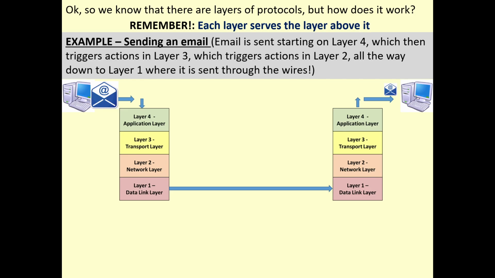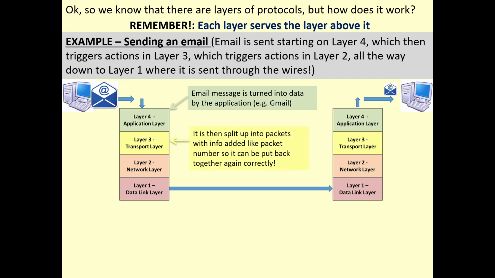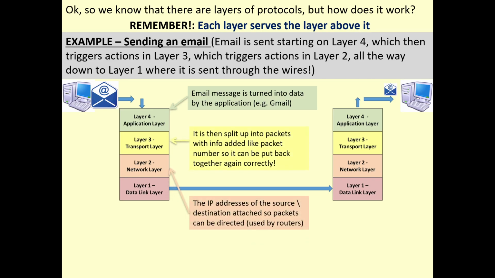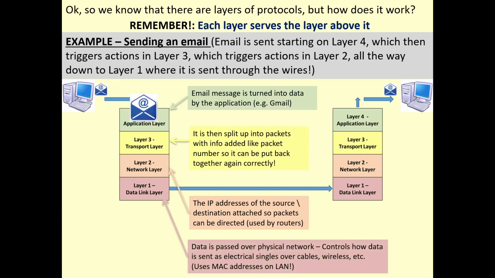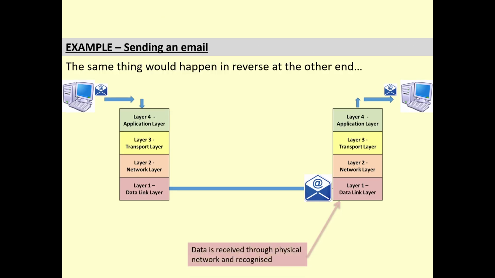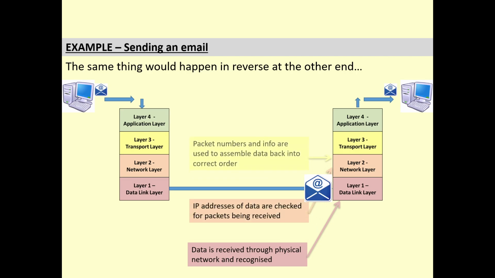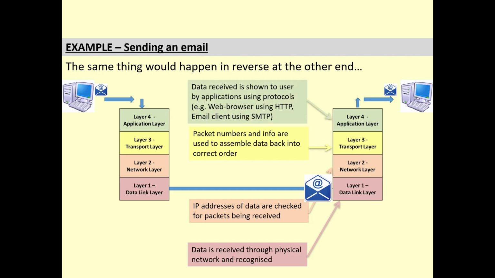Okay, why is it done in layers? Remember, each layer serves the layer above it. So for example, when you're sending an email, it would start at the top layer. The email will be turned into data. It'd be split up into packets, be given an IP address, then it's sent over the network. And at the other end, the layers are used again, the protocols, to receive it, to check it, put it back together again, and then to show it to the user on the application layer. So the layers are used to help organize how the data is sent and received, and it works down through the layers. You don't need to know more than that at this point for GCSE, however.